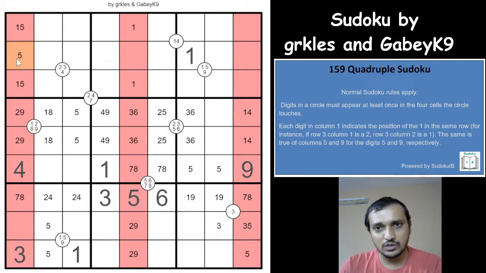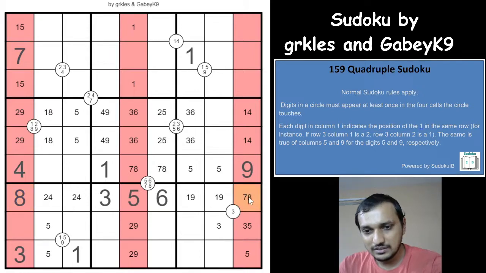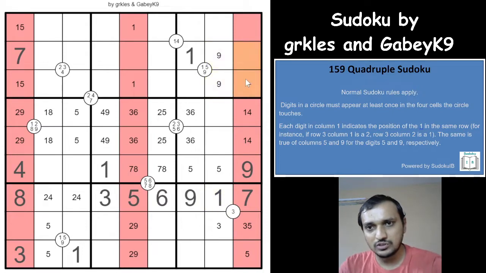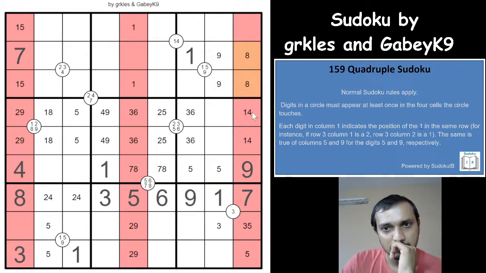This one gives you a 7 here. That gives you 8, 7, 9 and a 1. That 9 gives you a 9 in one of these two cells. That gives you 8 in one of these two cells.